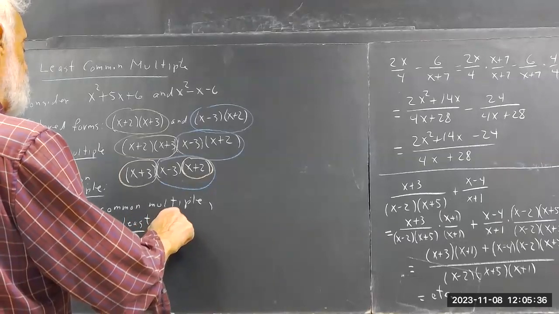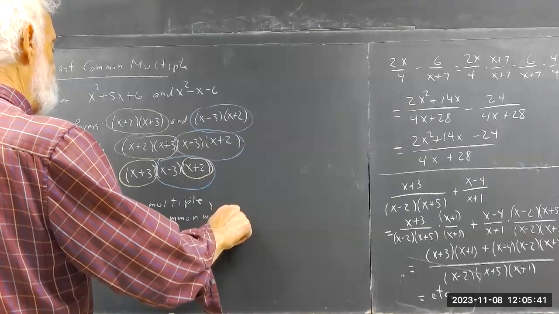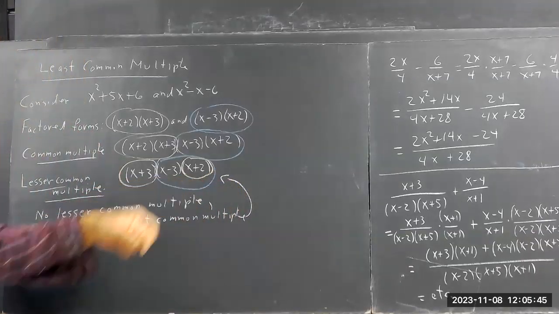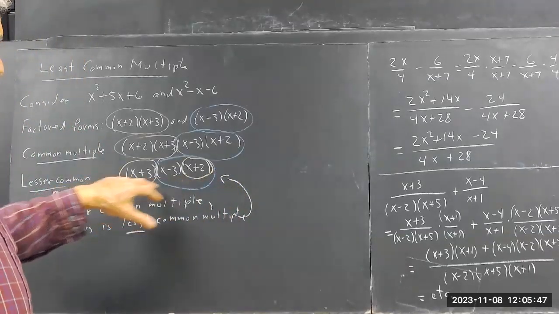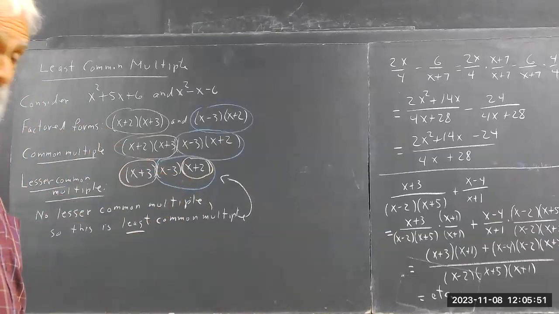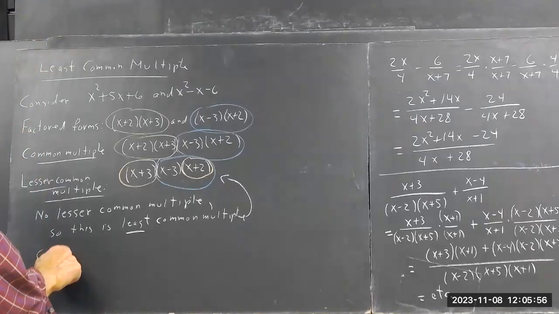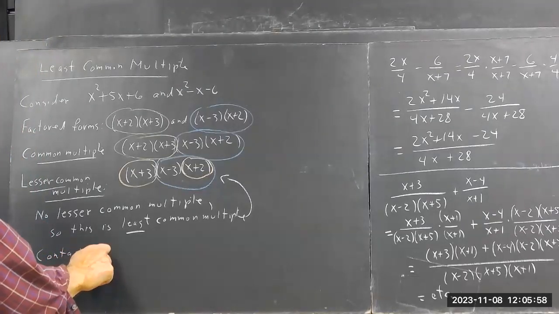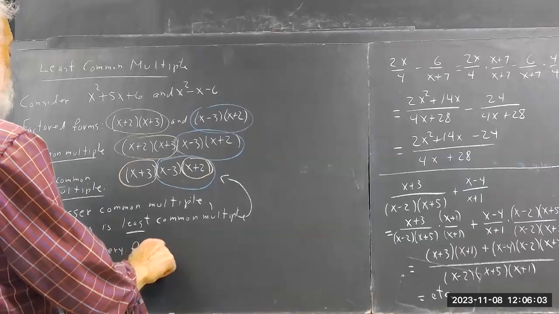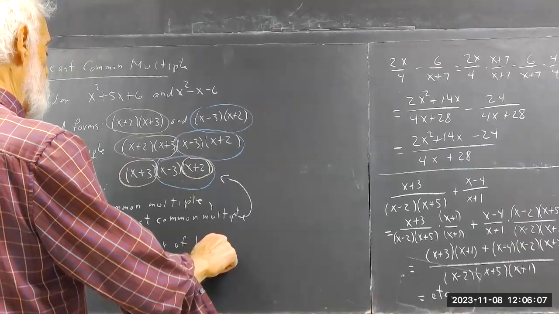This is the least common multiple. It's the one thing that has everything you need and nothing extra. It has everything you need. I'll say it contains every factor of both expressions.